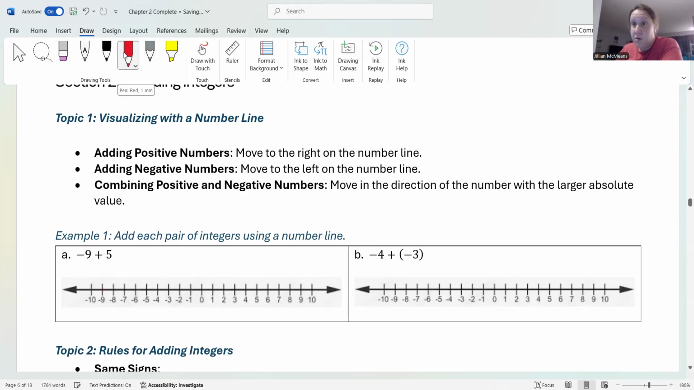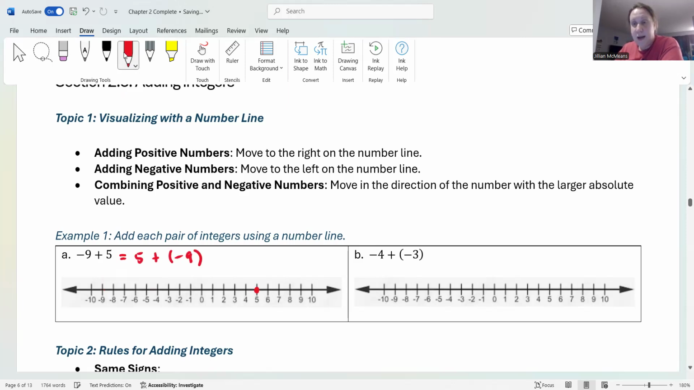Okay, we already know that addition is what's called commutative. Remember that from the previous chapter. The commutative property tells us that it doesn't matter the order we add in. The sum is going to be the same. So let's say instead of starting at -9, we started at +5. Now, if we started at +5, we would be adding -9.